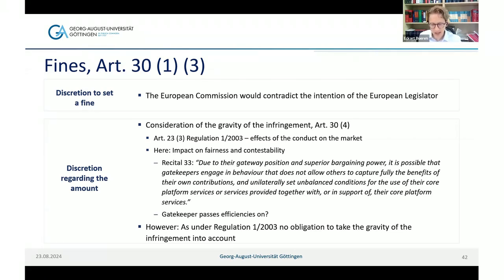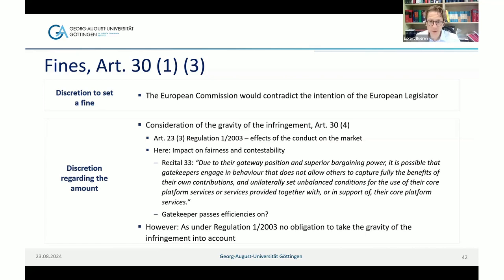So in line with these considerations, efficiencies can be taken into account when setting the amount of the fine, provided that the efficiencies benefit business users or end users and thus contribute to a fair market outcome. But if we look at competition law proceedings, the Commission is possibly not obliged to assess the impact of the behavior on the market. It has therefore also been pointed out in the literature that if it doesn't have to assess the impact of the behavior, it also doesn't need to assess efficiencies. The literature has also pointed out that it's very difficult to determine the gravity of an infringement in that way, and therefore the Commission might just say, I don't do this.